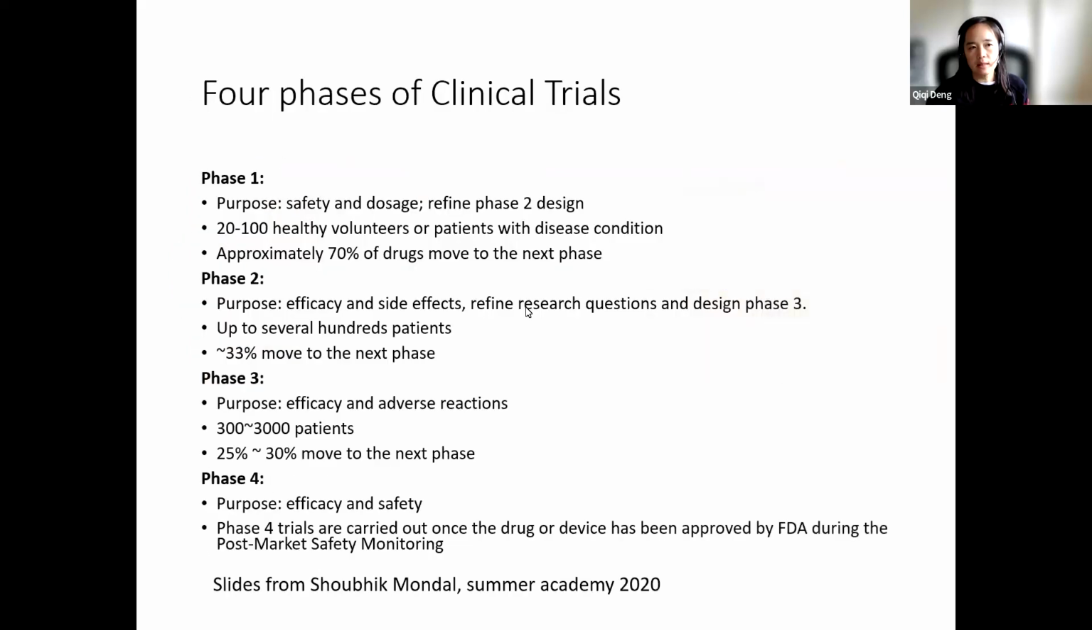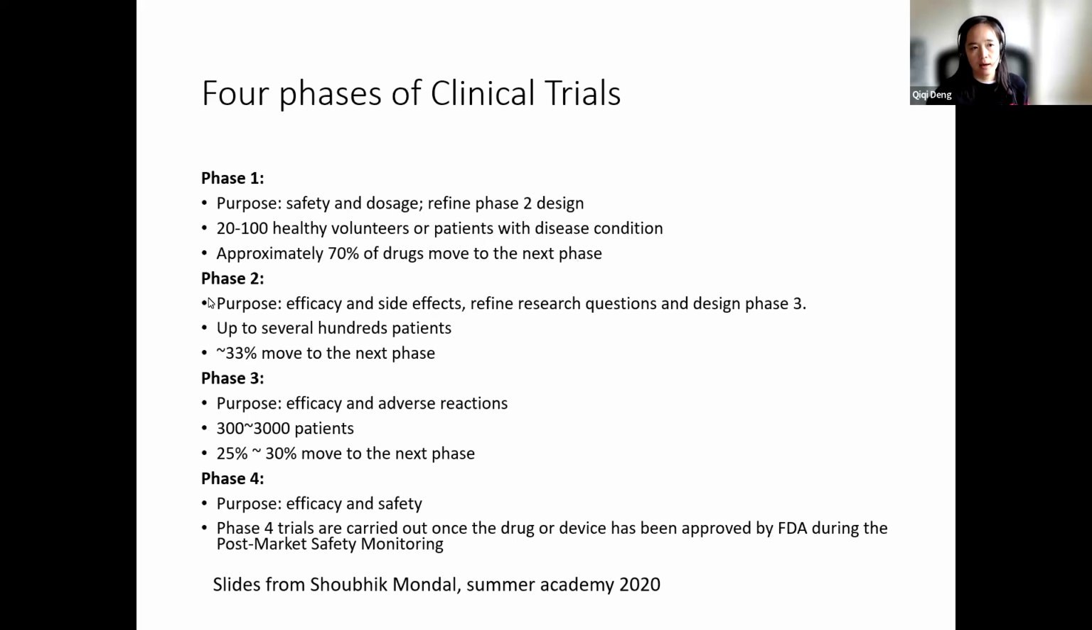Okay, and this slide summarizes the typical phases of a clinical trial. When we talk about phase 1, the purpose of the study is to evaluate the safety of the drug and to get a better idea about the dosage that we're going to use for subsequent clinical development. It also helps you refine your phase 2 design. At this stage, actually only 17% of the drugs move to the next phase.